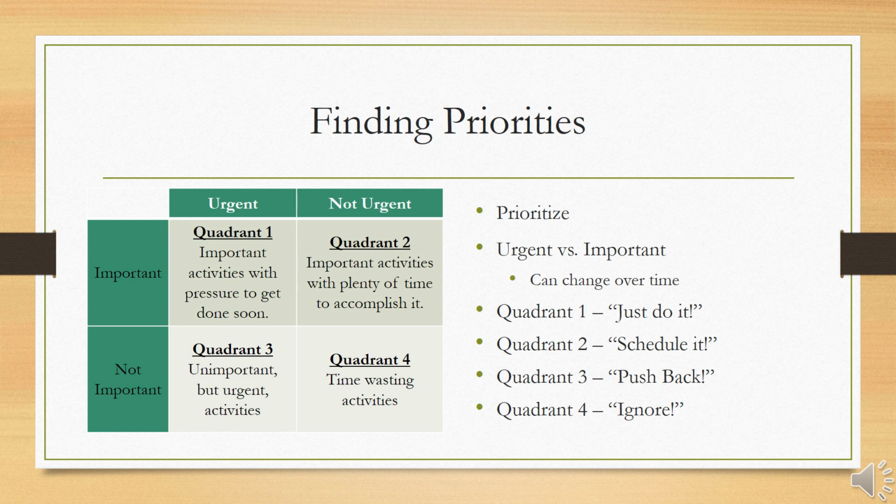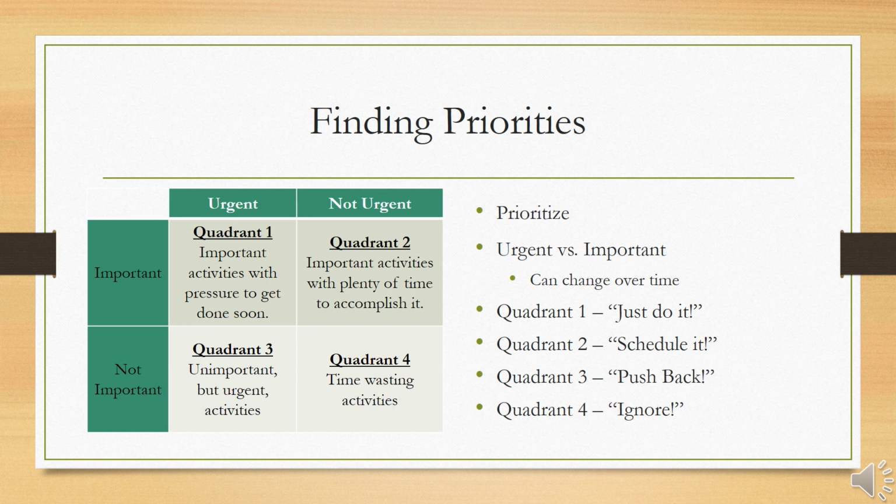Quadrant 1 is the stuff that you must do. This is usually stuff that you have procrastinated, and you need to try avoiding having quadrant 1 tasks when possible. Quadrant 2 is stuff that you can do next. This is where you want to keep most of your activities, but it is easy to keep pushing off these activities until they become quadrant 1 activities.